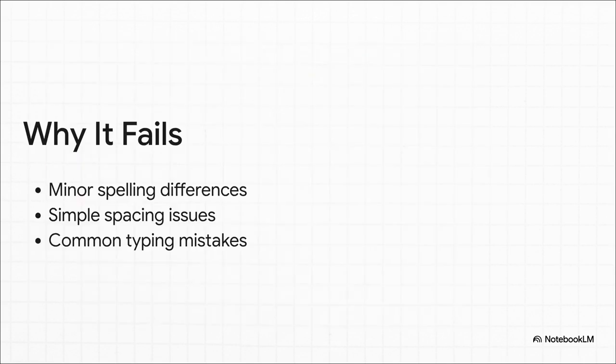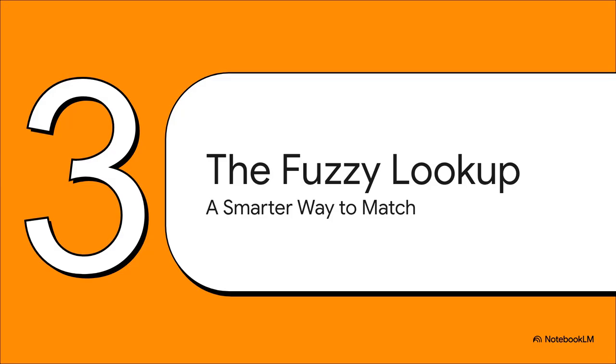So why did those 25 workers get left behind? Well, as the source article points out, it wasn't because they were different people. It was because of all the messy human stuff. Minor spelling differences, an accidental extra space, a simple typo. To the standard lookup, these little imperfections aren't minor. They're deal breakers.